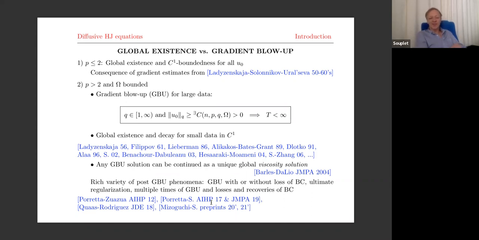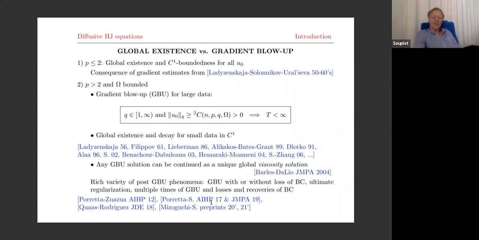This was proved by Porretta and Souplet about 10 years ago. So eventually the solution will become smooth and classical again, and will satisfy the boundary conditions in the classical sense for all large time and even decay exponentially. But in between, there might occur lots of strange things, like multiple times of gradient blow up, losses and recoveries of boundary conditions, regularization, and so on.